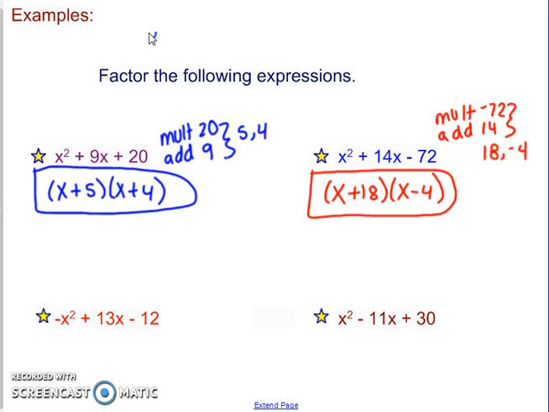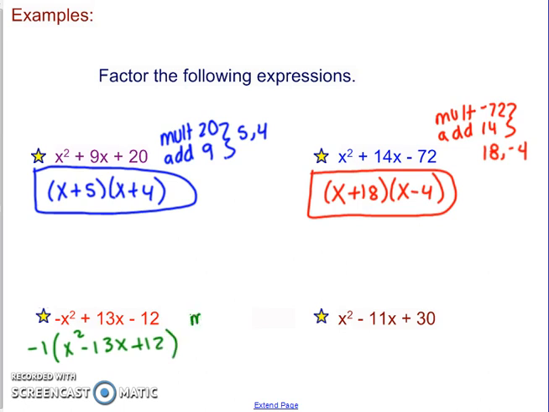Now if we look at this third one, we have a negative x squared. Now, we always want to have x squared be positive. It makes our life so much easier. So what we can do here is we can take out a negative 1. We can factor that out and change all of our signs. So x squared minus 13x plus 12.